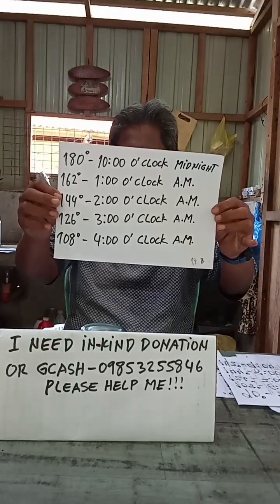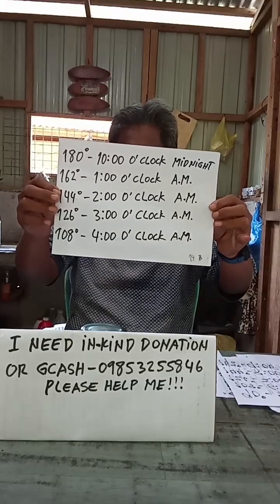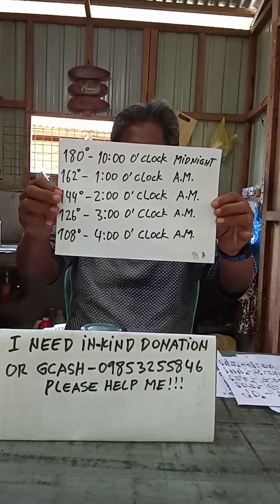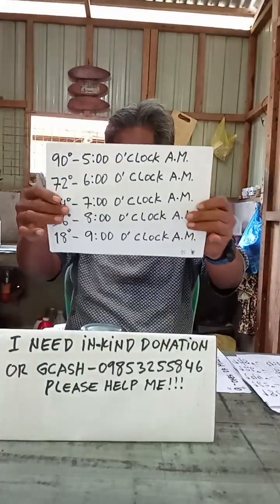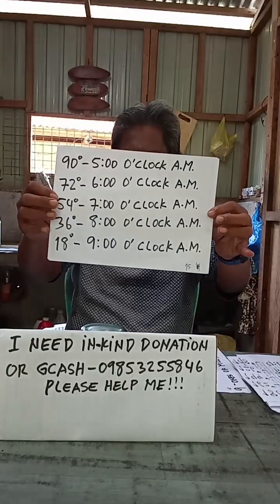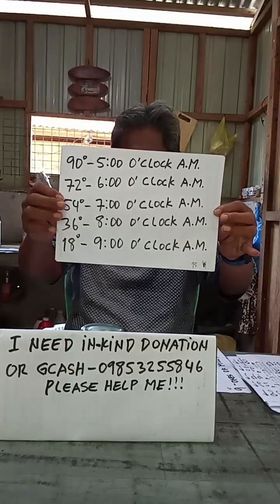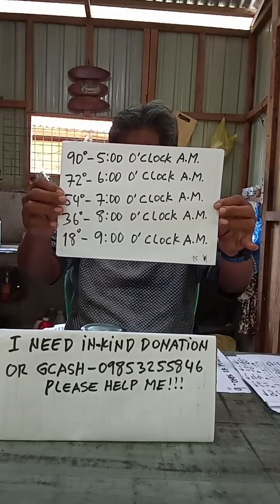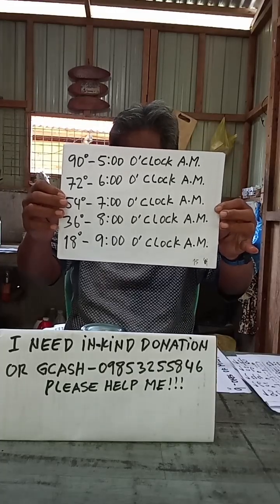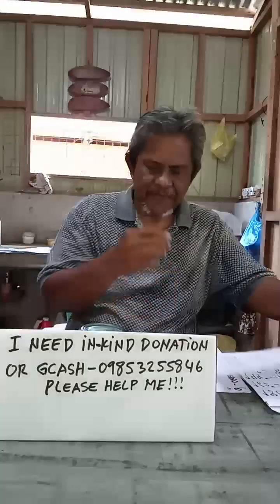144 degrees is 2 o'clock a.m. 126 degrees is 3 o'clock a.m. 108 degrees is 4 o'clock a.m. 90 degrees is 5 o'clock a.m. 72 degrees is 6 o'clock a.m. 54 degrees is 7 o'clock a.m. 36 degrees is 8 o'clock a.m. And 18 degrees is 9 o'clock a.m.